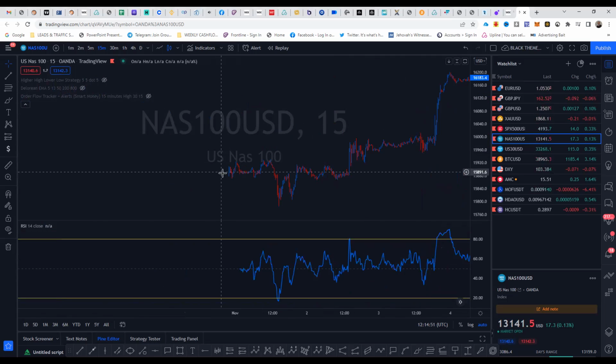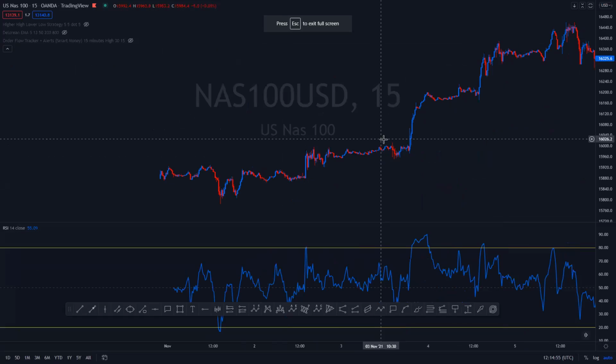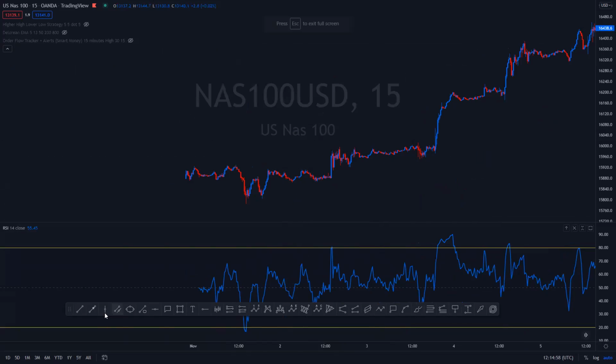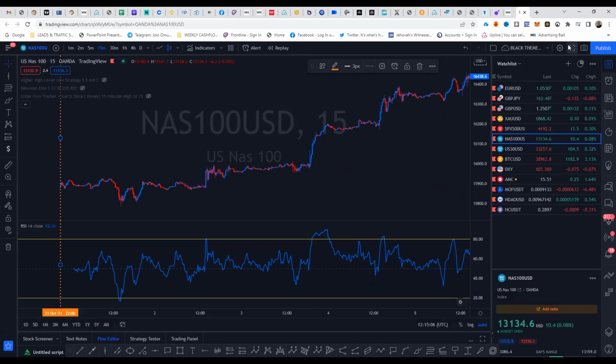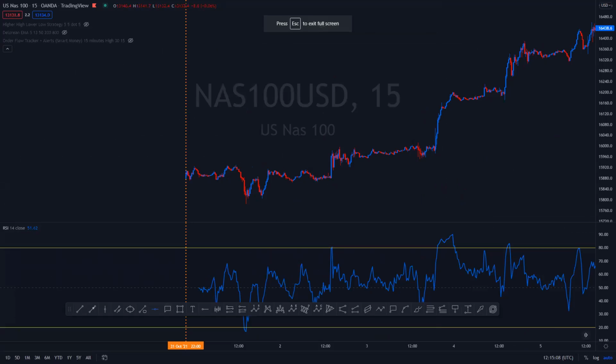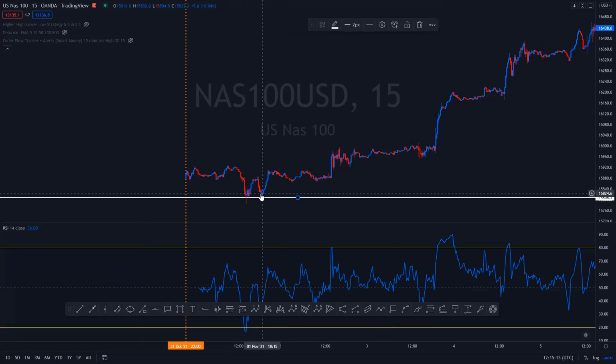A couple minutes to figure that out. That's what it is right there. So let me turn on the full screen. Then what we're going to do is put a vertical line here, right? We're going to start marking up our market structure using horizontal lines and zones. So we're going to put one here.